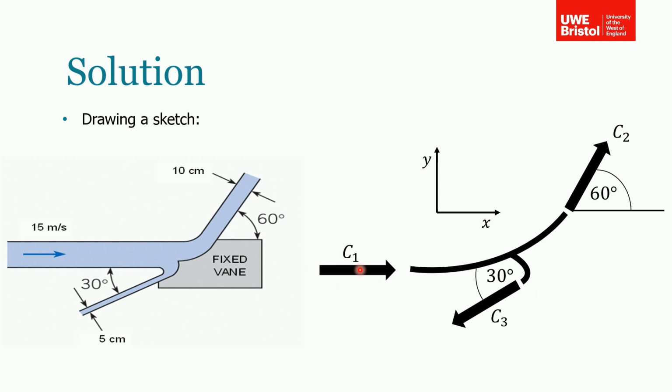So we've got one velocity going in, this is our inlet velocity. And we set up our coordinate system, so x being horizontal, y being vertical. And then we have our first outlet jet, which has velocity c2 and is inclined 60 degrees to the horizontal, and our second outlet jet, which has velocity c3, and is inclined 30 degrees to the horizontal plane.